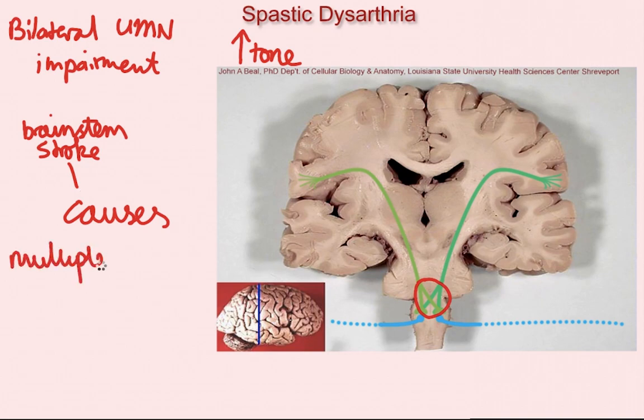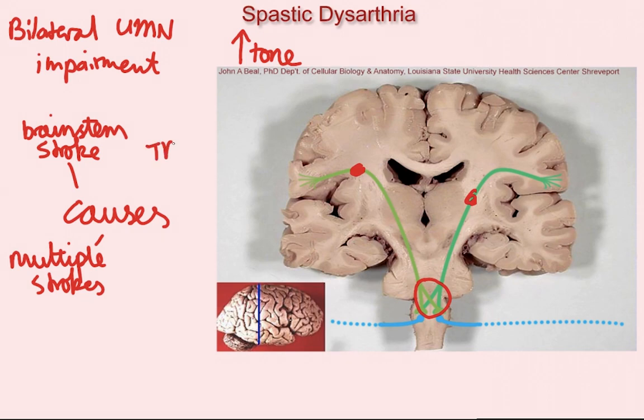Another cause would be multiple strokes. So a single stroke, you'll get compensation, but then if you have another stroke a year later, then all of a sudden you've got bilateral damage. And that doesn't mean any two strokes will do it, but if both strokes affect the upper motor neurons, then yes, you can get spastic dysarthria.